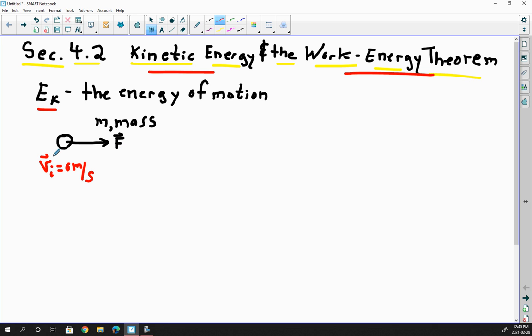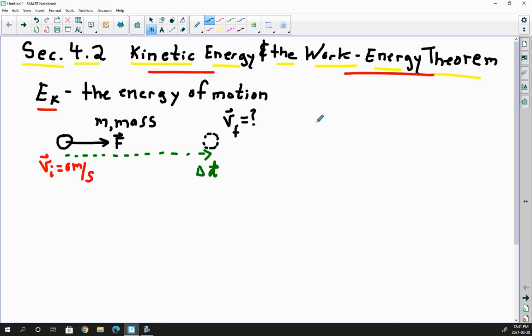And then the object moved through some displacement. Now, we're not going to use x or y here because we're in the middle of nowhere, so we're just going to say it moved through some displacement. So that when the object is now here, it has a final velocity that isn't known, but it's some value. I don't know what it is, 10 meters per second, whatever it is.